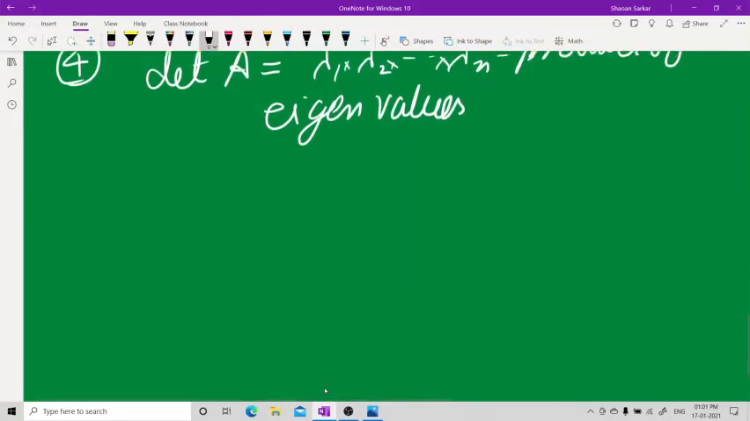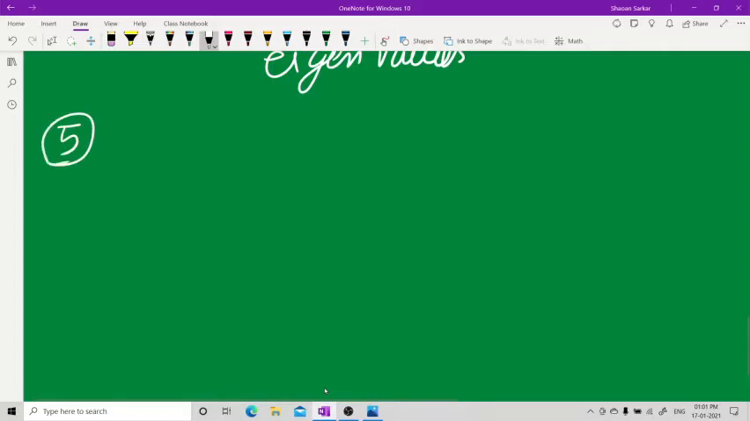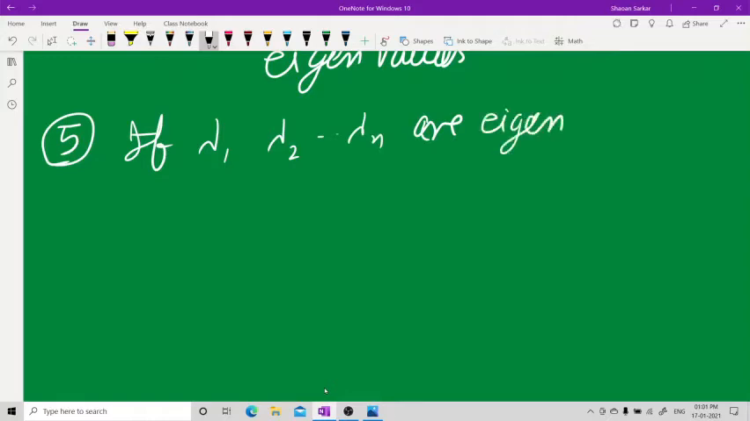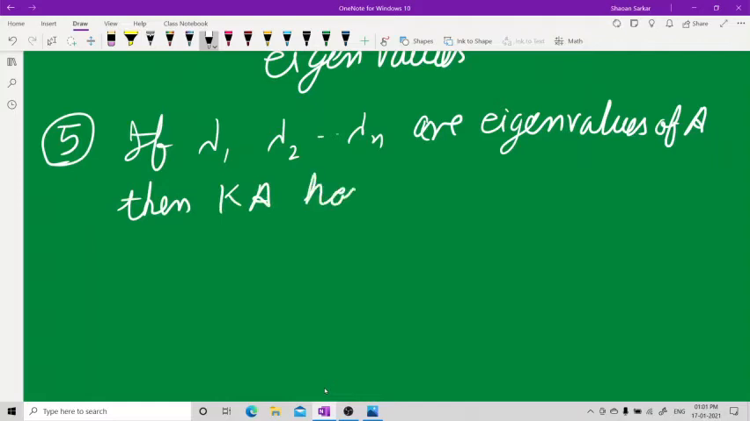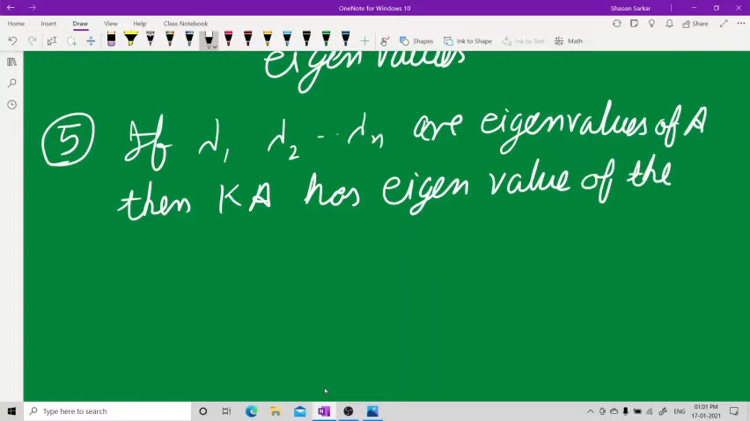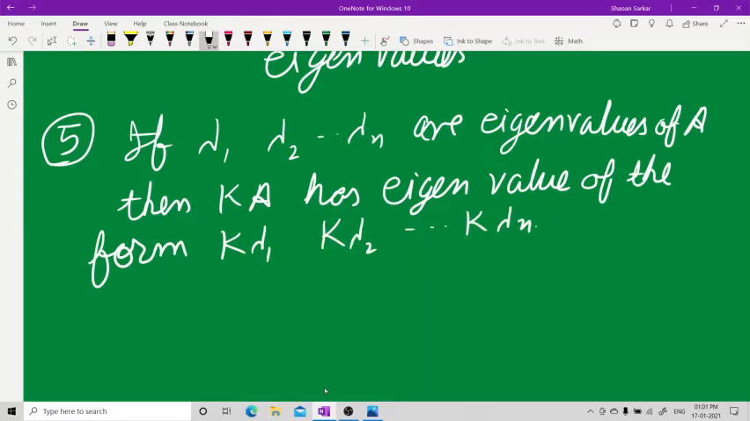Now, the next property: if lambda 1, lambda 2 up to lambda n are eigenvalues of A, then kA has eigenvalues of the form k lambda 1, k lambda 2 up to k lambda n. I'll do it for lambda 1, and you can do it for the rest.